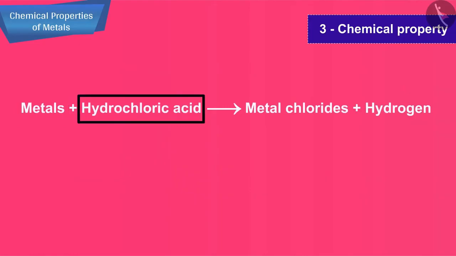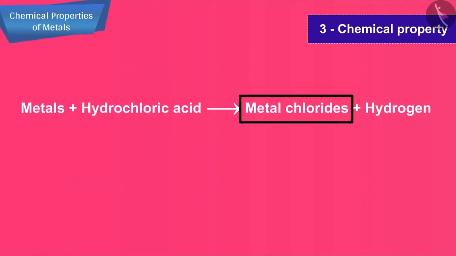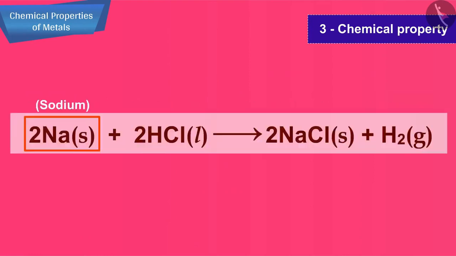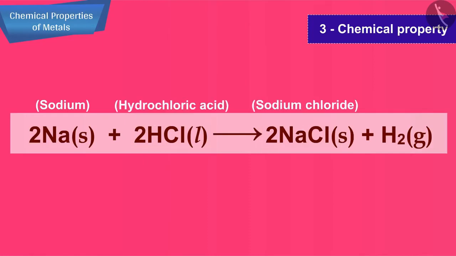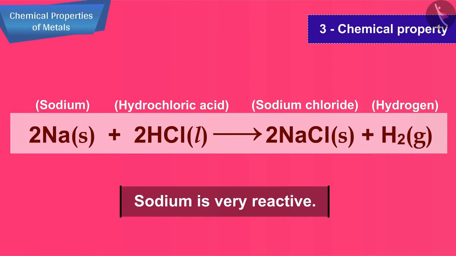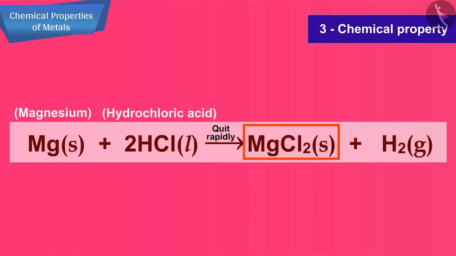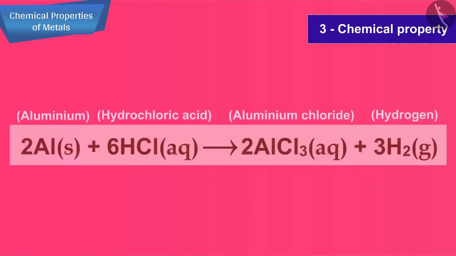Metals react with dilute hydrochloric acid to give metal chlorides and hydrogen gas. Sodium metal reacts violently with dilute hydrochloric acid to form sodium chloride and hydrogen. This reaction shows that sodium is very reactive. Magnesium also reacts quite rapidly with dilute hydrochloric acid, forming magnesium chloride and hydrogen gas.